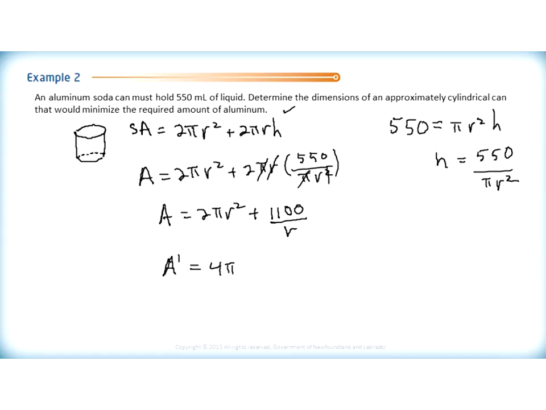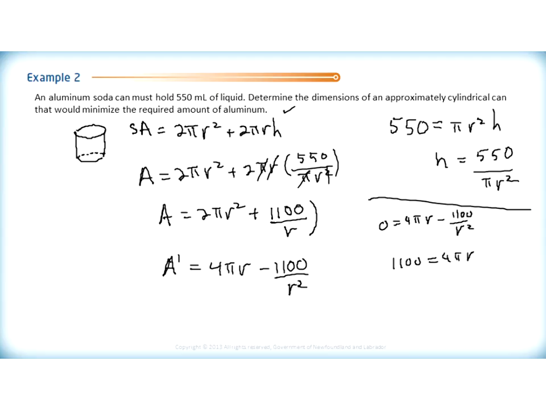So A prime here, or the derivative of our area, is going to be equal to 4 pi r. And if I think of this as being times r to the negative 1 up here, then that's going to be negative 1100 r to the negative 2, or over r squared. So let's solve to figure out where that equation is going to be equal to 0. So 0 equals 4 pi r minus 1100 over r squared.